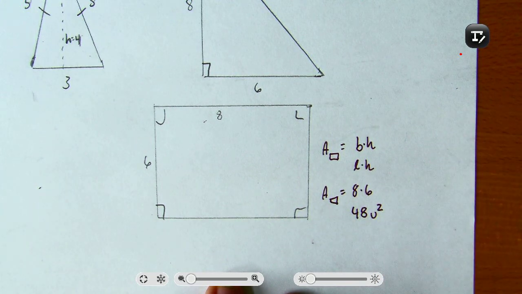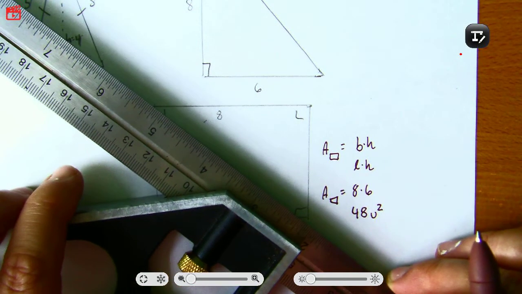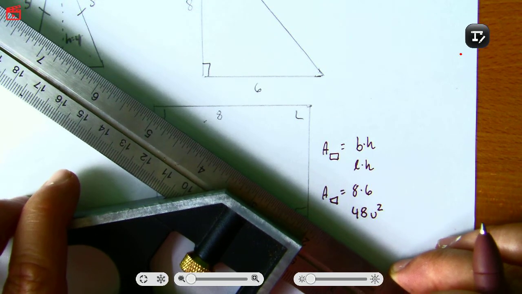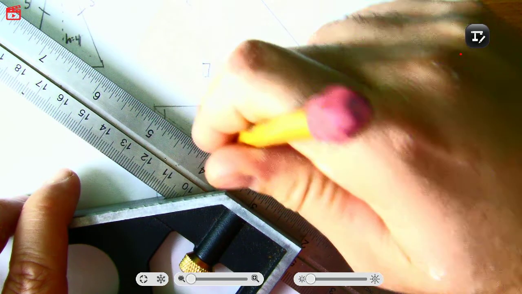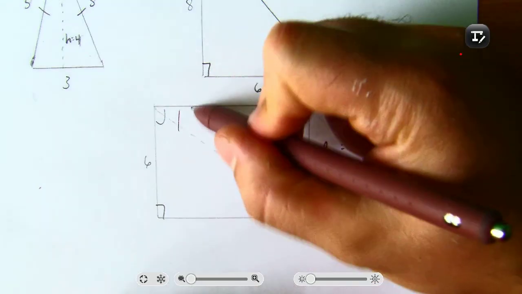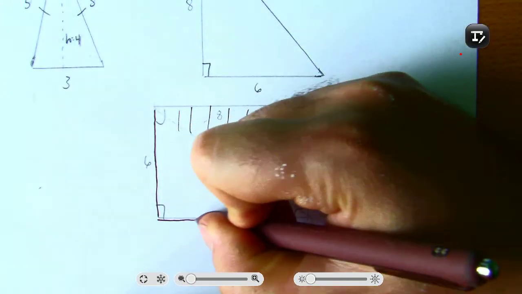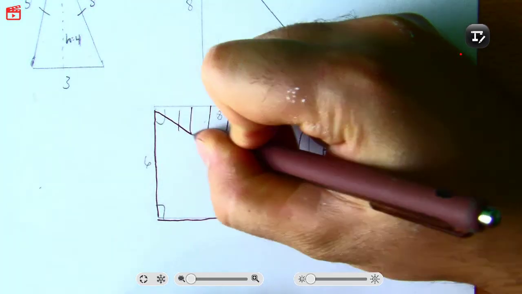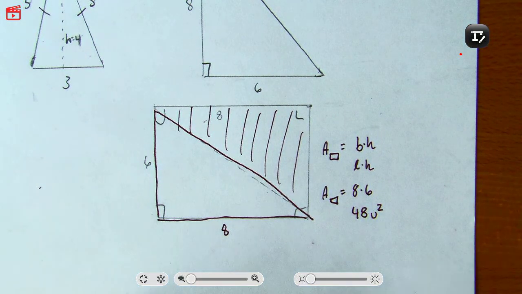Now, why is this related to triangles? Well, it's related to triangles because a rectangle can be thought of as two triangles that are touching at their hypotenuses, meaning their longest sides. So if I wanted to draw a light line like that, if you notice, now there's two triangles. I'm going to talk about just this one right here for the sake of right now. If this was 8, that makes this also 8. Now, what did I just do? I just cut a rectangle in half.